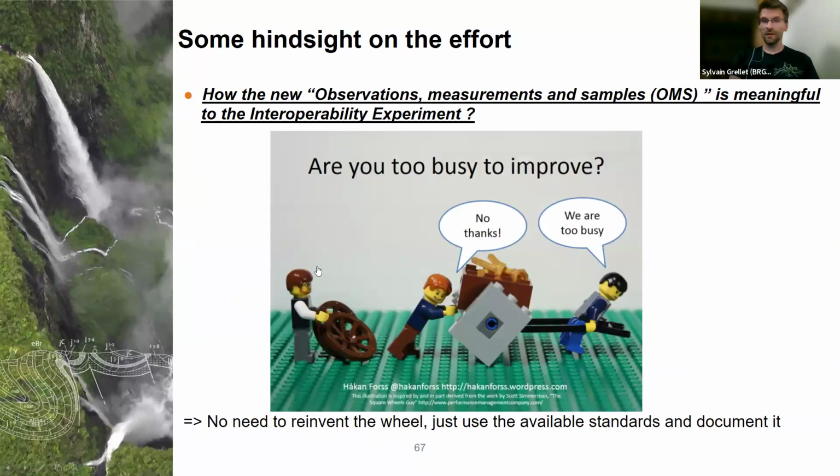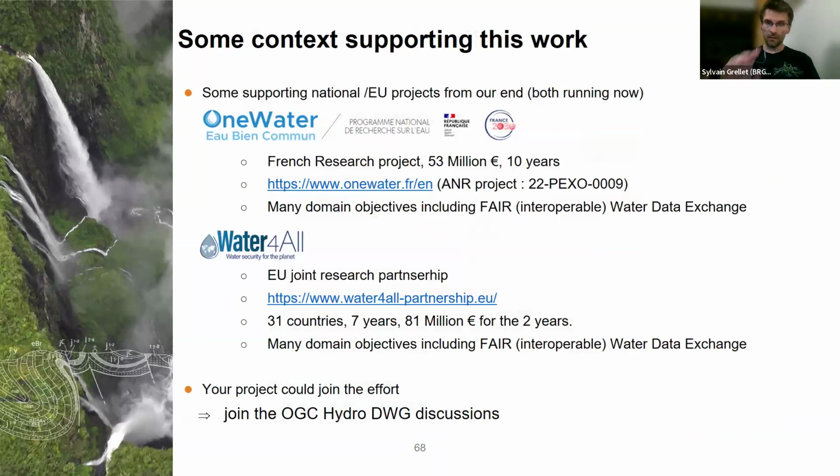So long story short, there was no need to reinvent the wheel. Just use the available standards, document, and enrich them a bit, contribute back to the standardization loop. Well, I guess it's my last slide. On our side, two of the projects that help support that work in France: there is the One Water project that targets setting up FAIR water data exchange in France, both in public organizations and research organizations, with a decent project duration. And there is that big EU joint research partnership called Water for All that targets the same things, and also a huge number of organizations, I guess close to 90 something. So we have nice momentum in Europe.